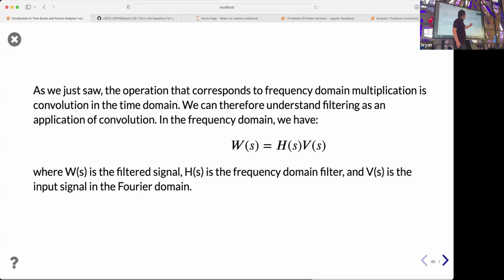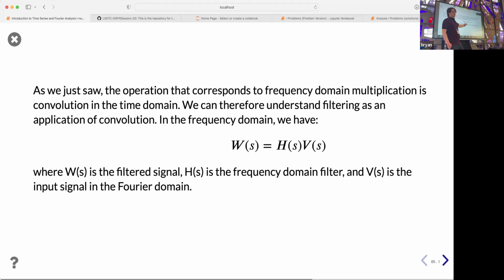Yeah, so here we take the signal in the time domain, which is lowercase v of t, and here I'm using uppercase v of s to describe its Fourier counterpart. So you take the Fourier transform of v of t, you get v of s, and then you multiply by some filter that you've defined in the frequency domain, or the Fourier domain. And their product is the filtered signal in the frequency domain.